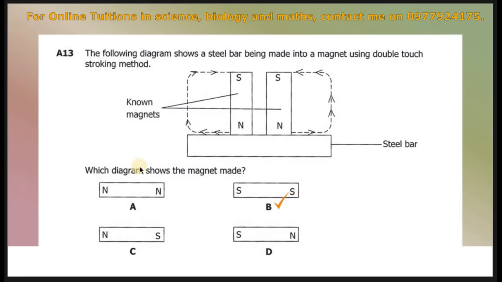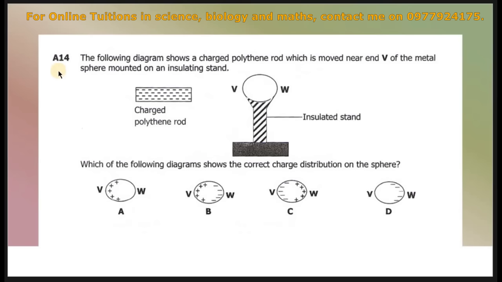Okay, so next we move to question 14, which says the following diagram shows a charged polythene rod which is moved near end V of the metal sphere mounted on an insulating stand. Okay, so we have a charged polythene rod which is moved near end V of the metal sphere mounted on an insulating stand here. Yeah, so we have an insulating stand here. This is an uncharged metal sphere here. Okay, and then it has been insulated nicely.